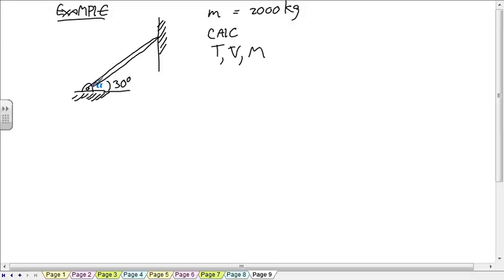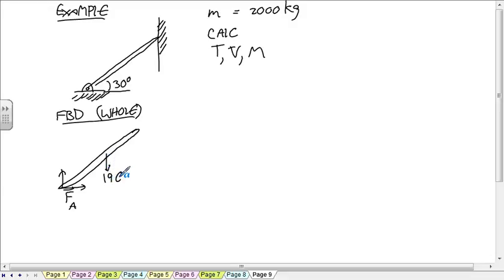So the first step is we need to calculate the external loads. So you have a force down here, call that FA. You have a weight of 19,620. Why can I treat the weight as a point force here? Why for this part don't I have to treat that weight as a distributed load? Actually, it's just because now that I've drawn the free body, no matter what you're doing, you can represent that distributed load as a point force.